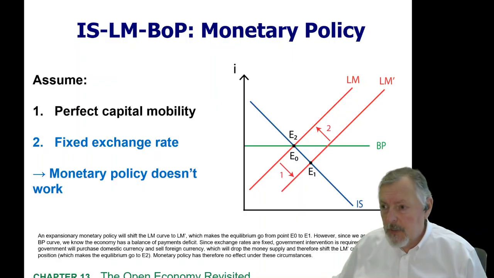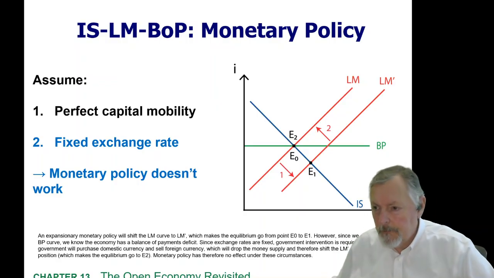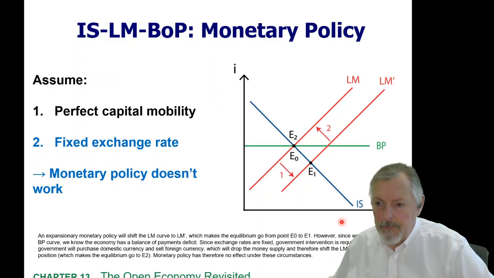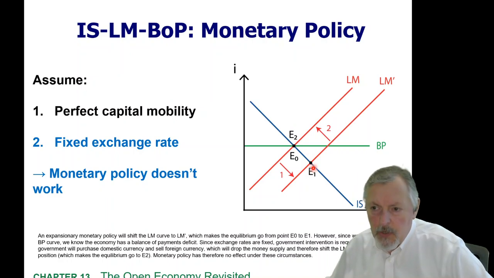Now let's look at fiscal and monetary policy, but with a fixed exchange rate. If you try to stimulate the economy by increasing the money supply, you would start out at the intersection of the IS curve and the LM curve, E0. The LM curve would shift right to LM prime, and the equilibrium would go to E1.